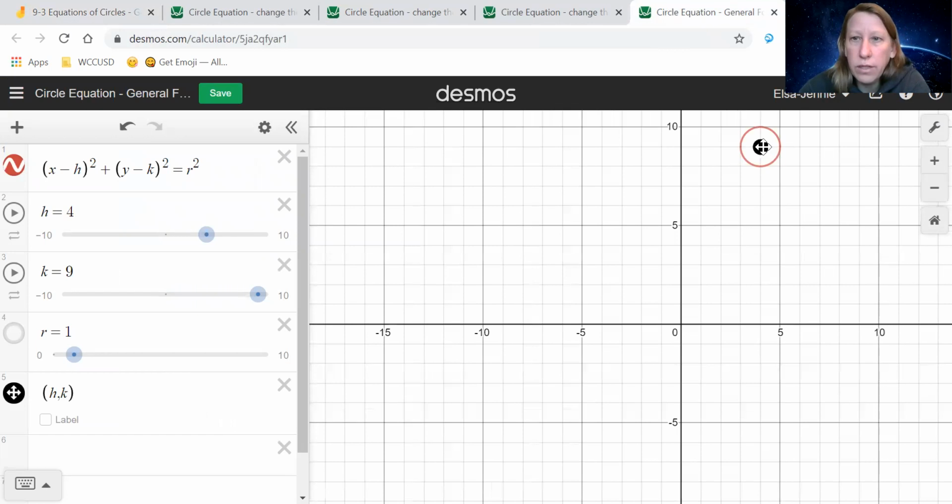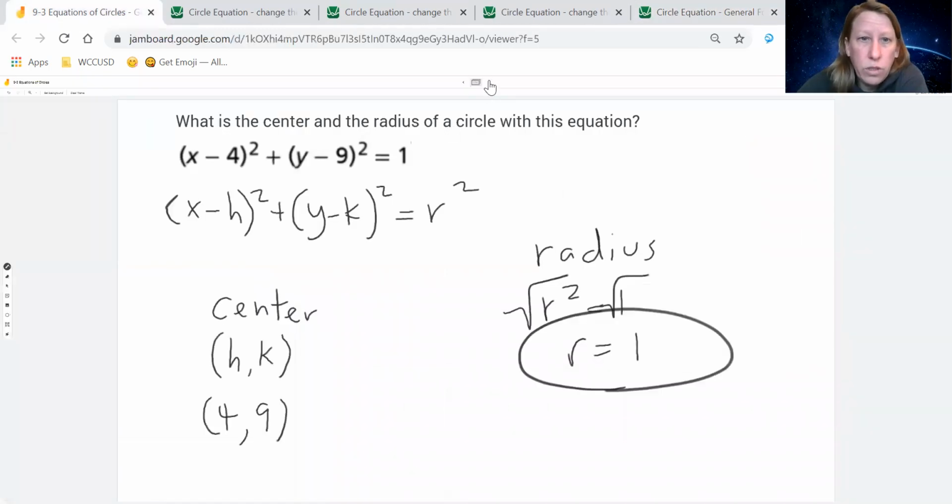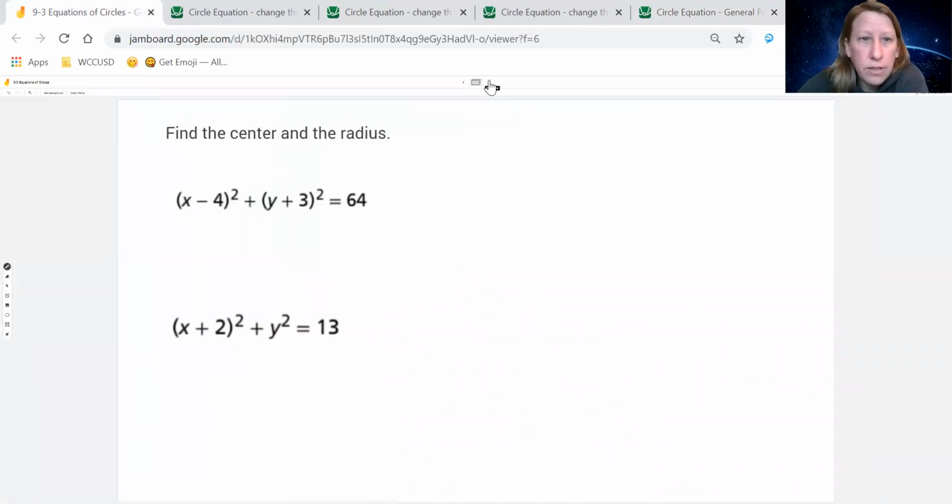Okay, it has a point. You can see the point right here. I can label it 4, 9. And I could probably label the radius somehow, but I didn't program that this time. So the h is 4, the k is 9. We have 4, 9 for the center, and the radius is 1. Cool. All right, let's try again.